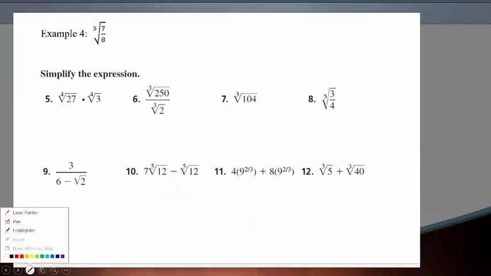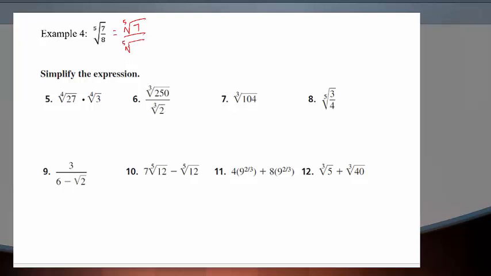So the question is, what do you do if you have a fraction inside a root? So the first thing I would do is see if you can reduce your fraction. In this case, you can't. The second thing I would do is break it into 2 roots. So you have a 5th root 7 over a 5th root of 8. And the issue with this answer is, again, the radical in the bottom.